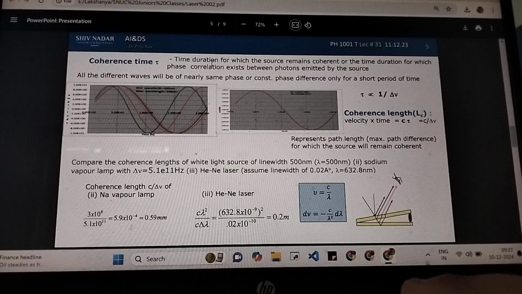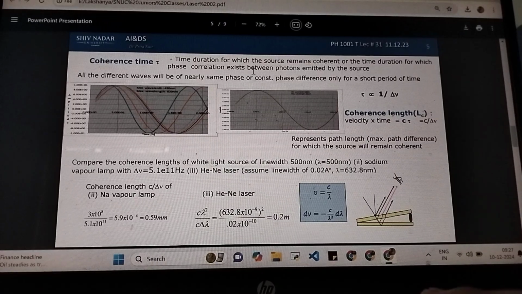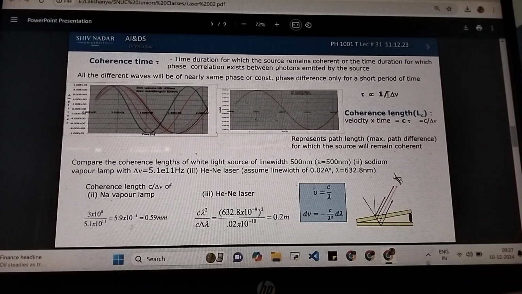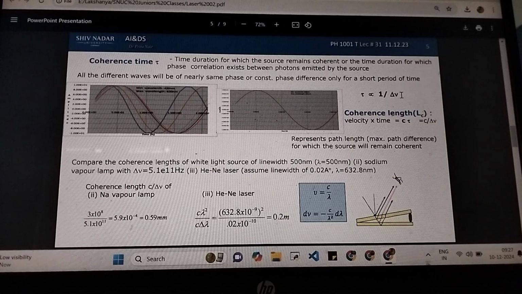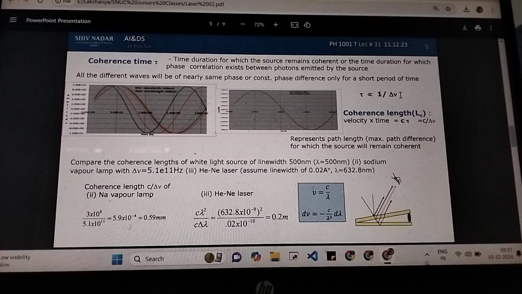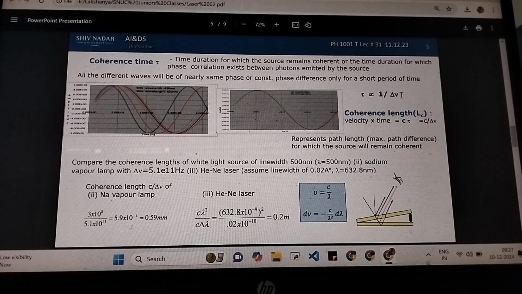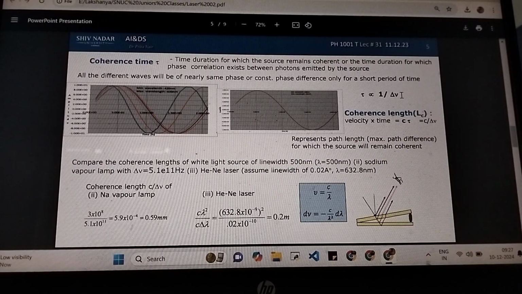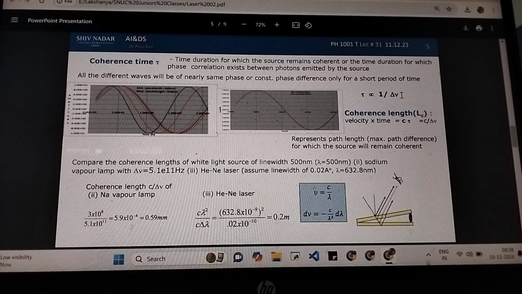So that time duration for which the source remains coherent, or the time duration for which phase correlation exists between the photons, is called coherence time. And coherence time is inversely proportional to the frequency width. We looked at frequency width when we were doing this property called monochromaticity. So here we see that coherence time is inversely proportional to the frequency width. So the more monochromatic your light is, the greater the coherence time is going to be.